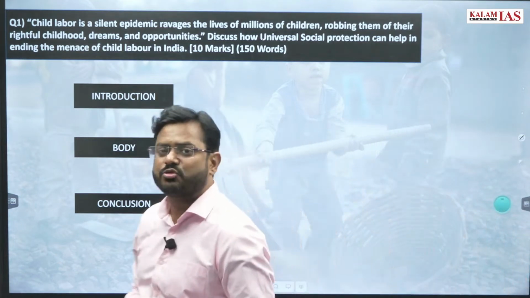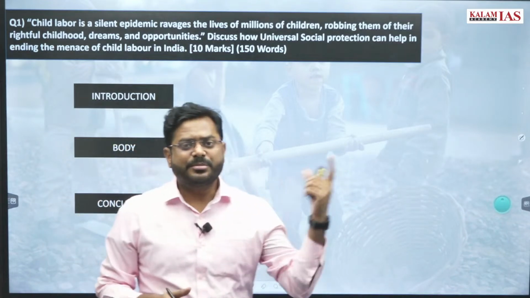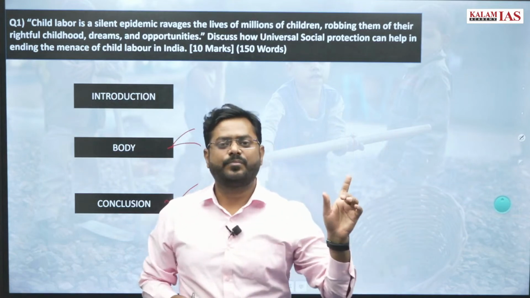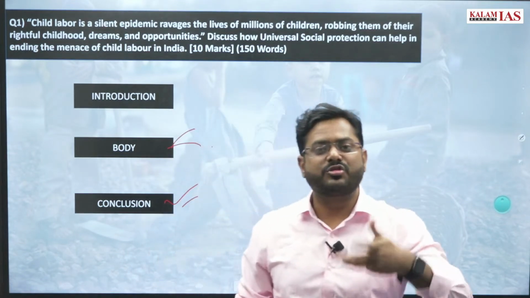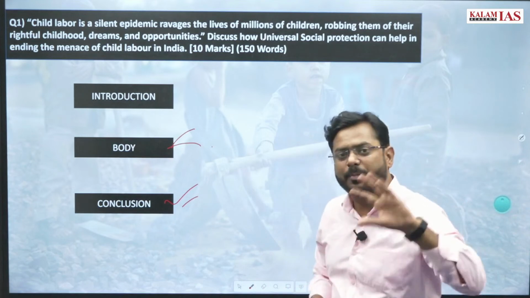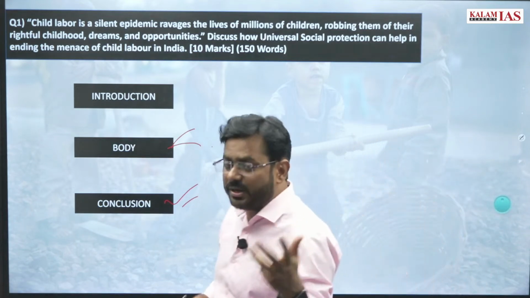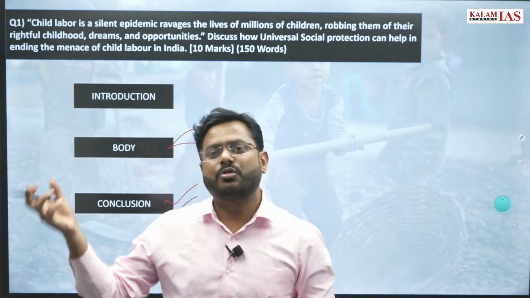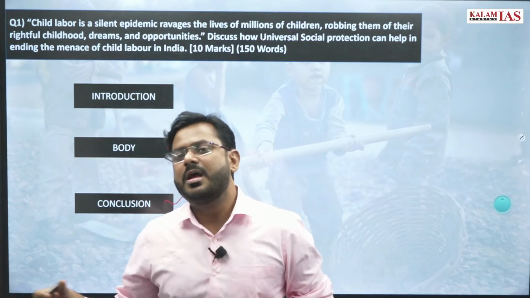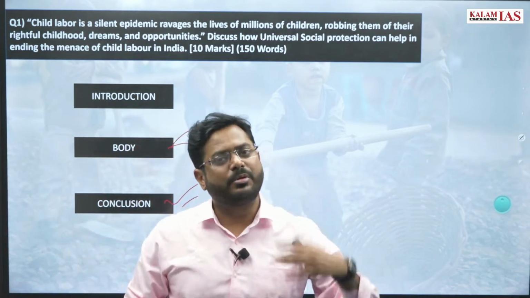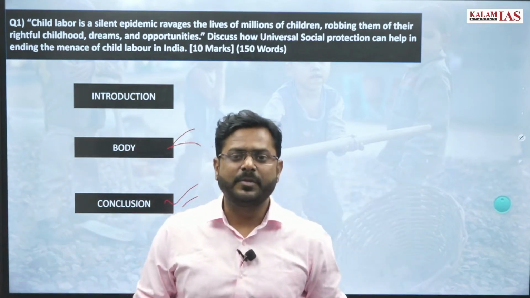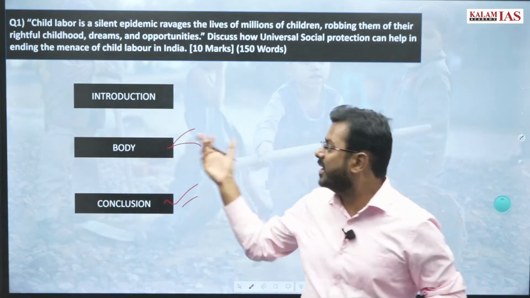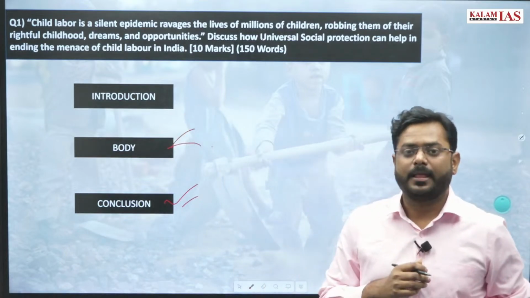And what is universal social protection? The name suggests that it is universal, meaning for everything, social to uplift the society, and protection, it will protect. So what will it do? It will try to uplift people out of poverty, it will try to reduce hunger, it will try to have a better education system, a better health system. So overall holistic development will be there under universal social protection, right?